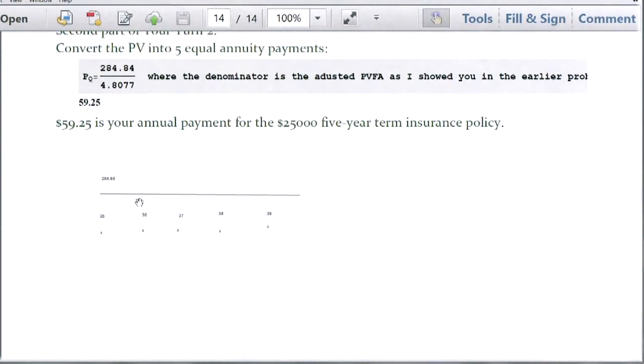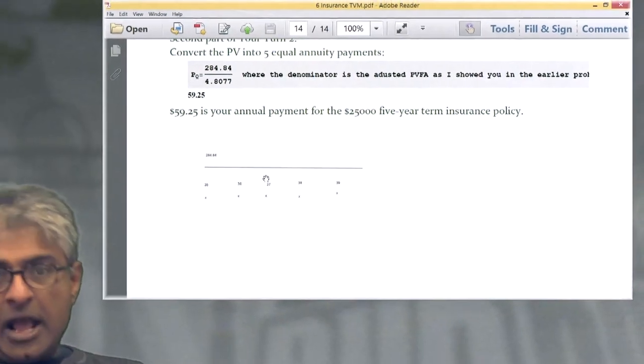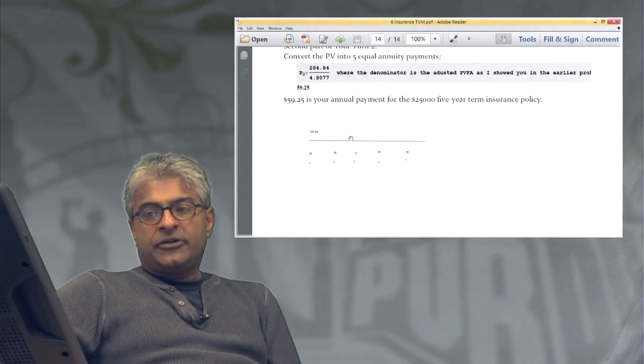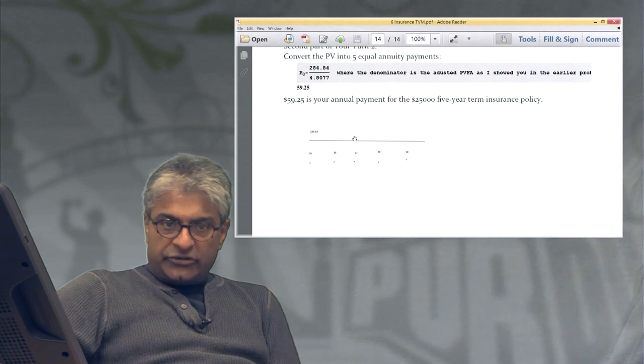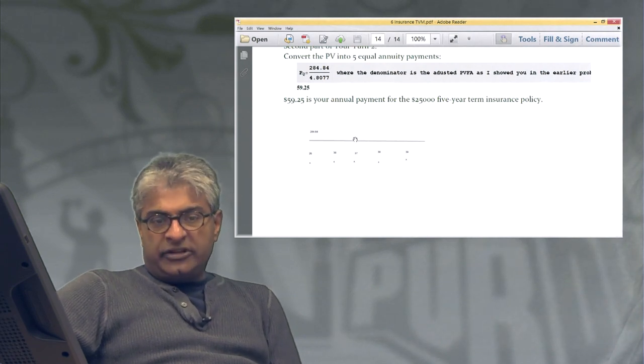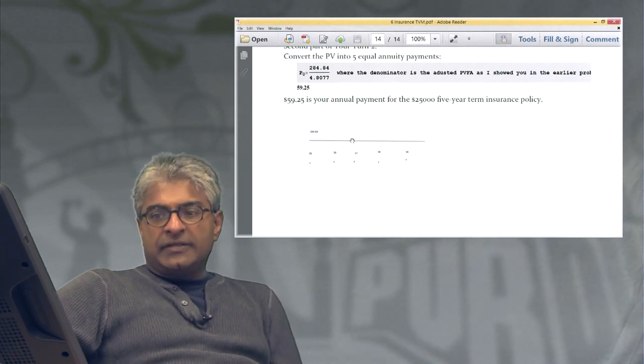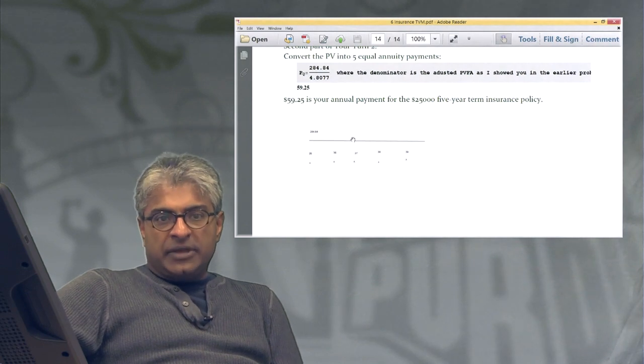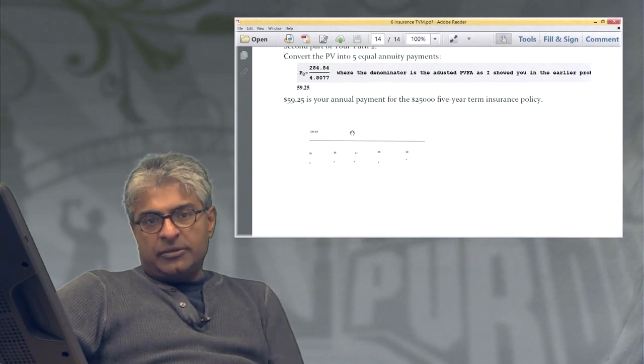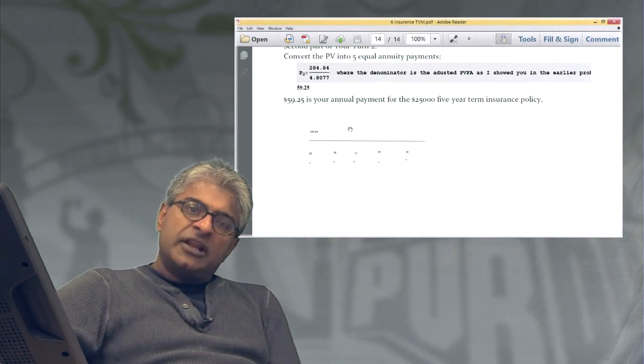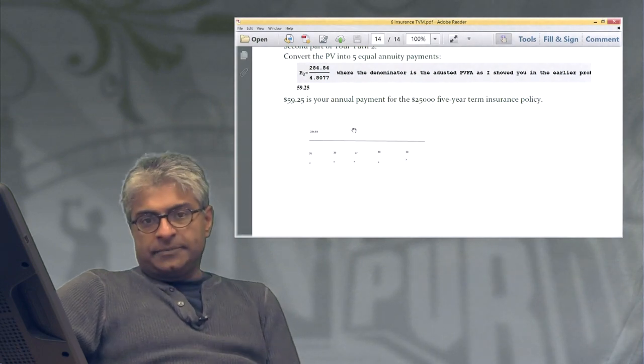If you then solve for X, your answer would be $59.25, which represents the annual payments that you have to make, with the first payment starting right now. That's the key. First payment starts right now, $59.25, and then your policy gets activated, you're covered, and then every year at the beginning of the year, you will have to make your payments of $59.25 for the next 5 years for you to be covered. Good luck.